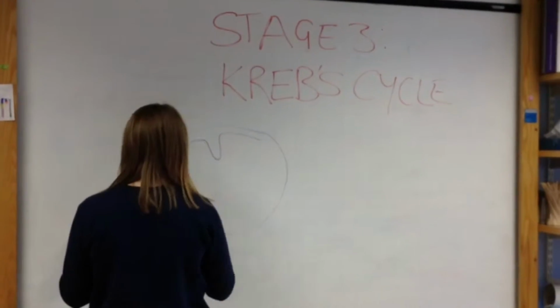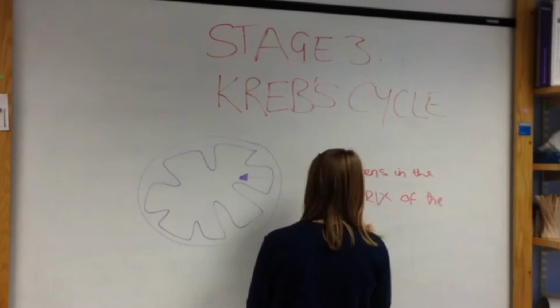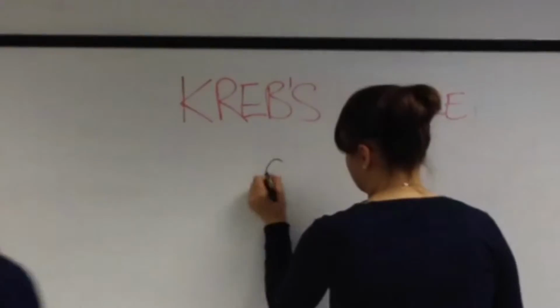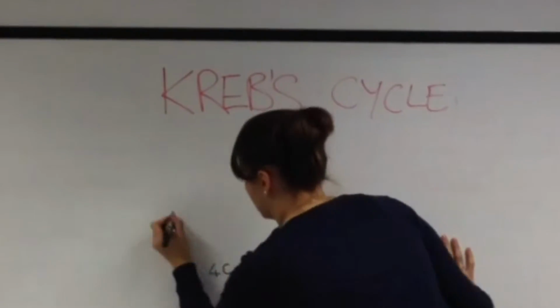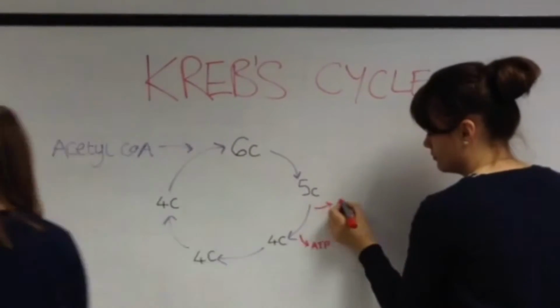This occurs in the matrix of the mitochondria to create large amounts of reducing potential. A 6-carbon molecule undergoes decarboxylation, forming CO2. Also, NAD is reduced to NADH2. A similar reaction occurs producing CO2, NADH2, and a molecule of ATP.